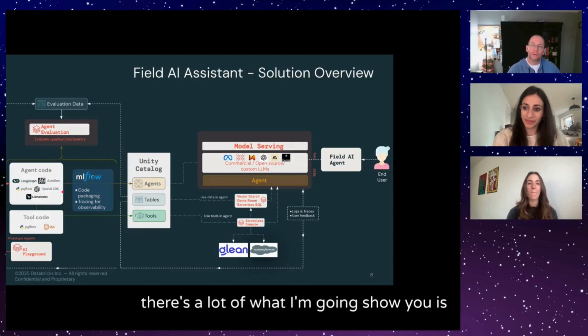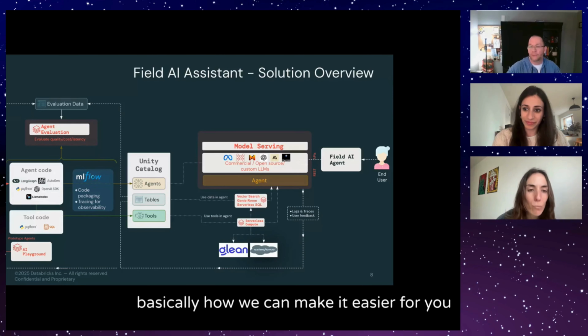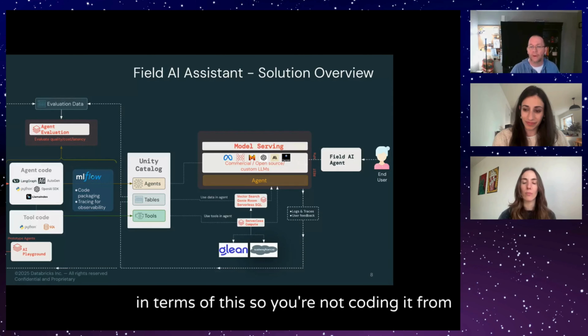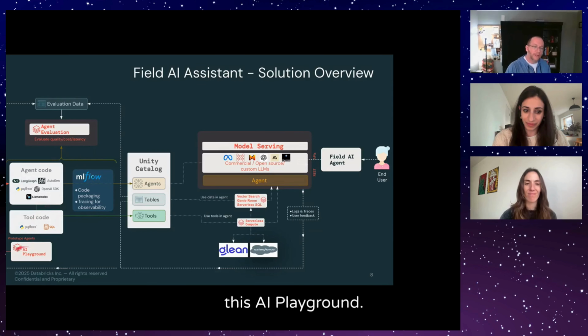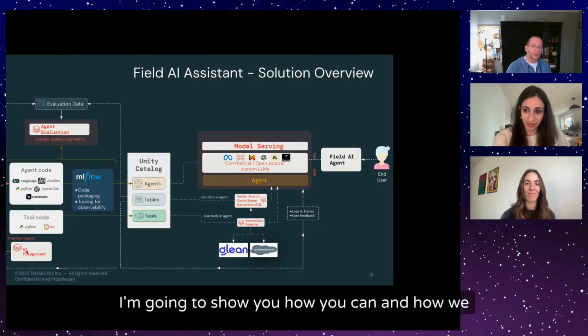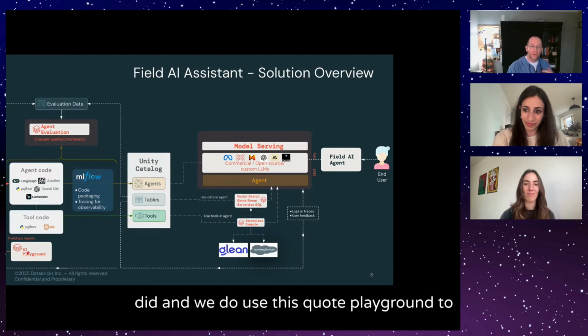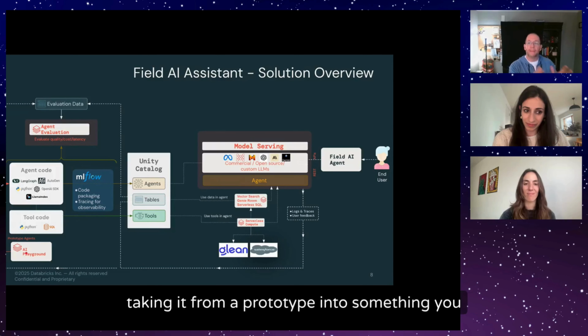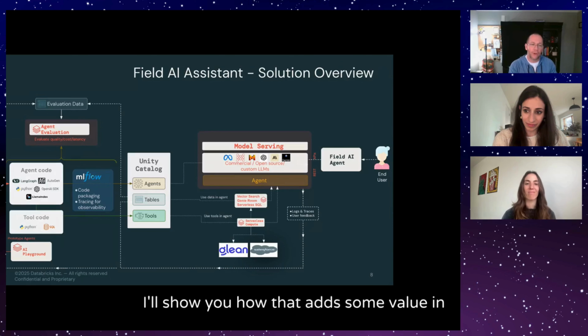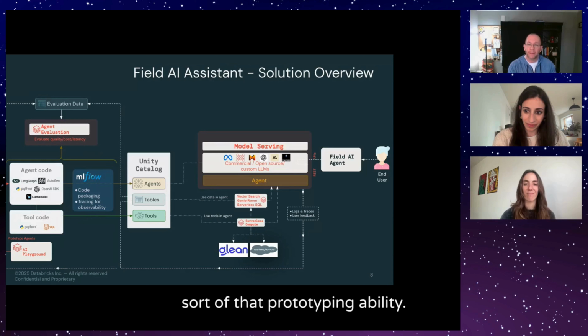What I'm going to show you is basically how we can make it easier to get started, so you're not coding it from scratch. One thing I do want to highlight here is this AI playground. I'm going to show you how we do use this playground to build a prototype and then start taking it from a prototype into something you could move to production. I'll show you how that adds value in that prototyping ability.